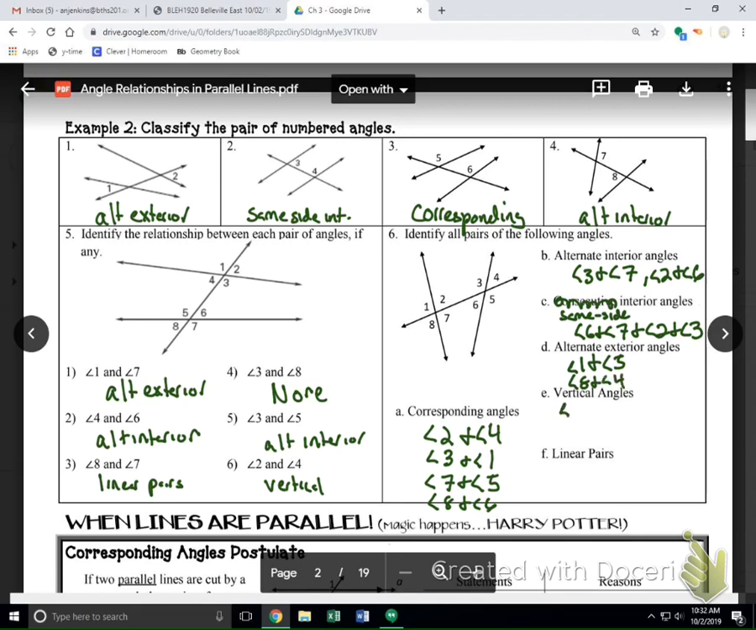4 and 6. Now give me the rest of them. 3 and 5. 1 and 7. 8 and 2.